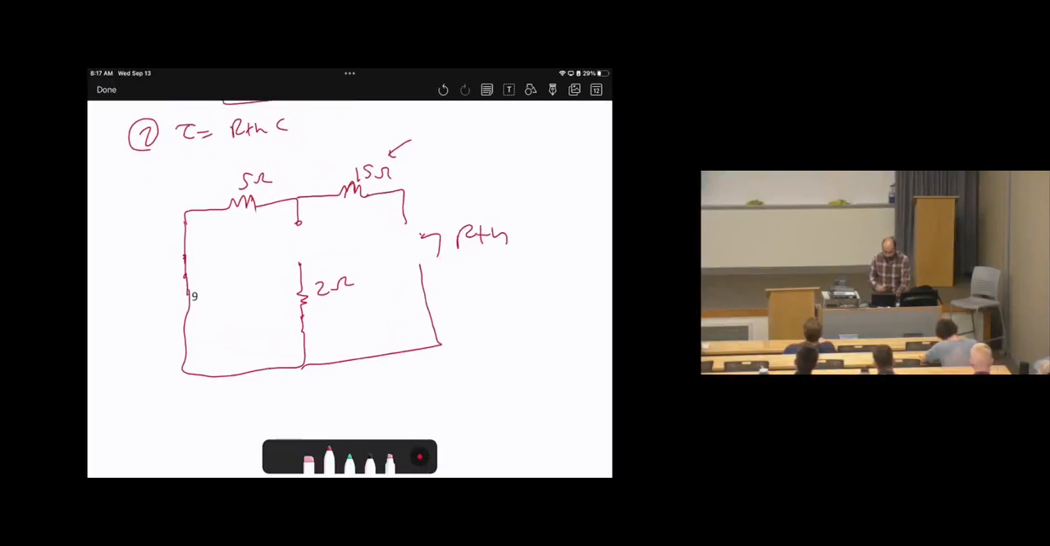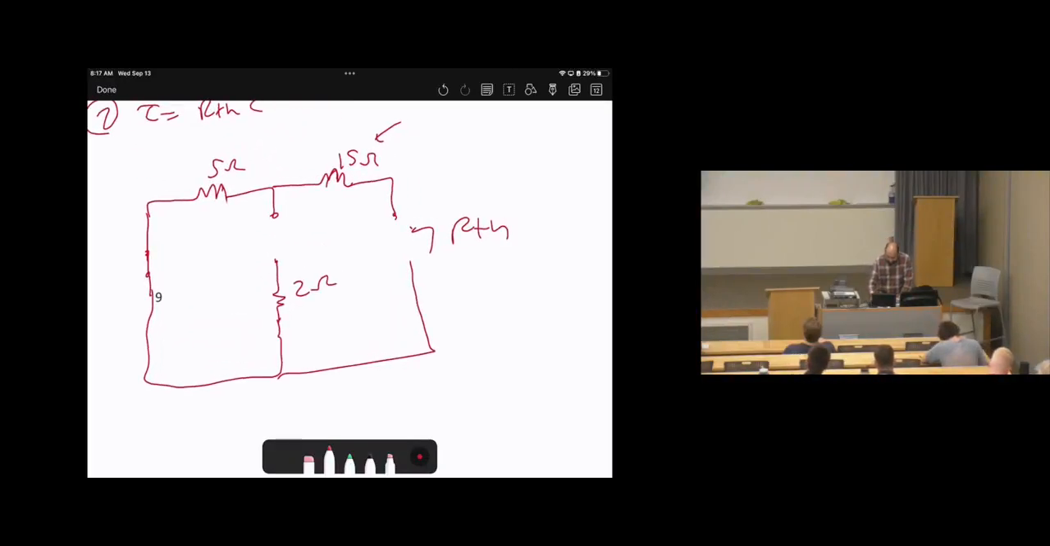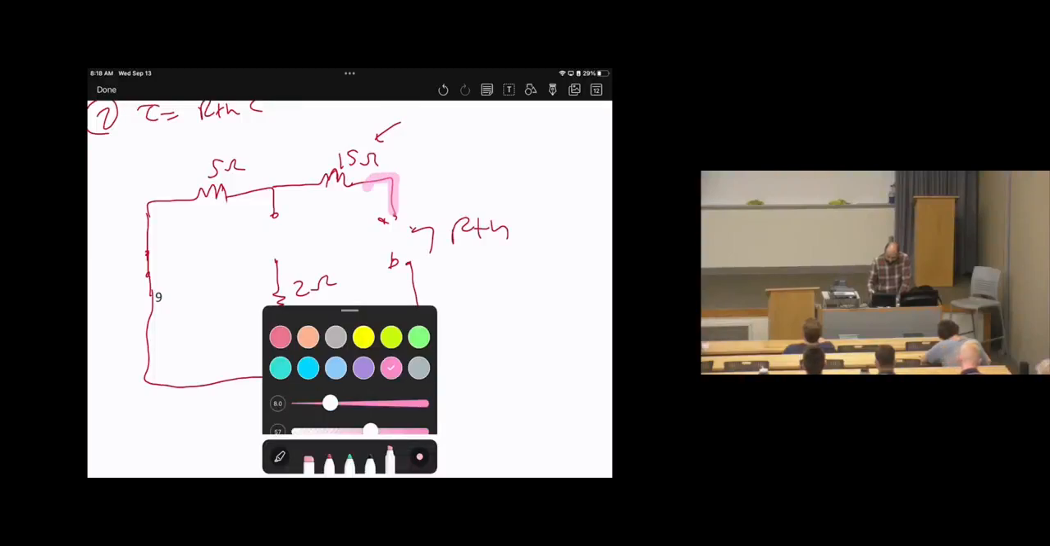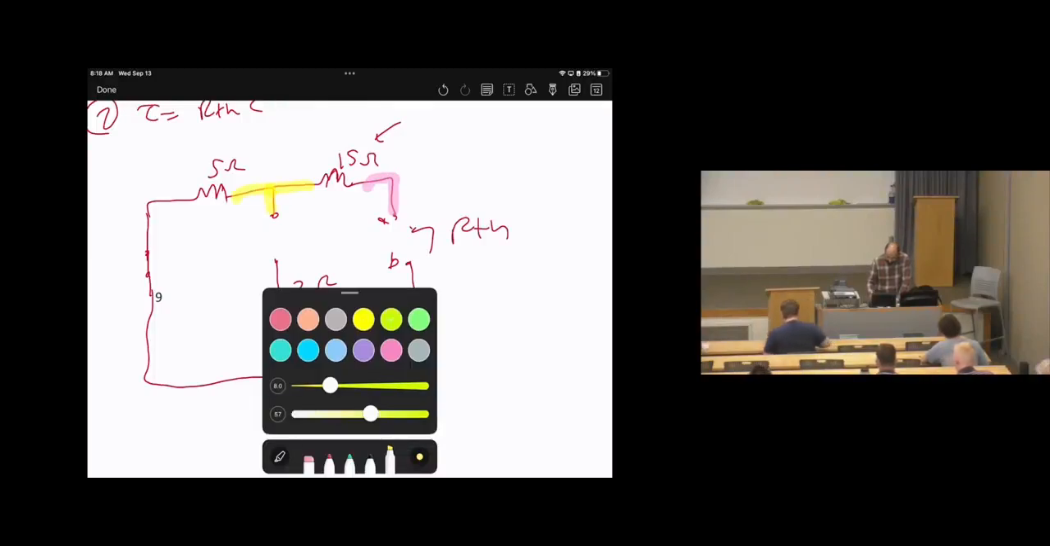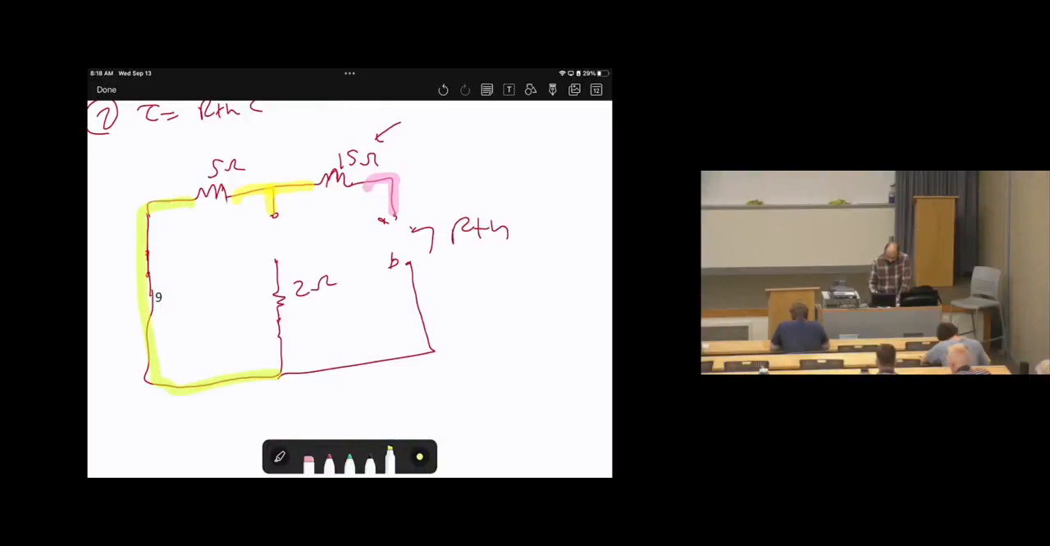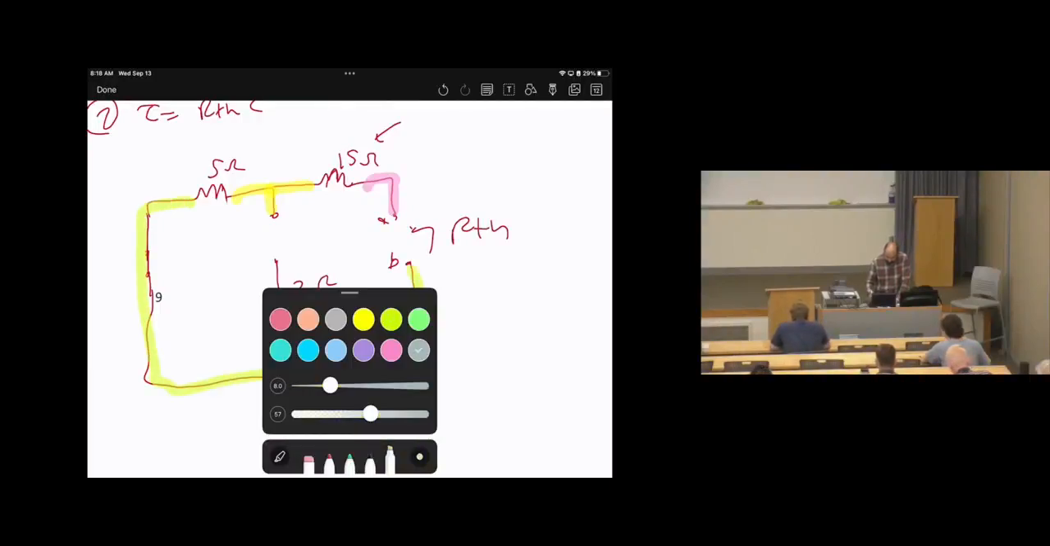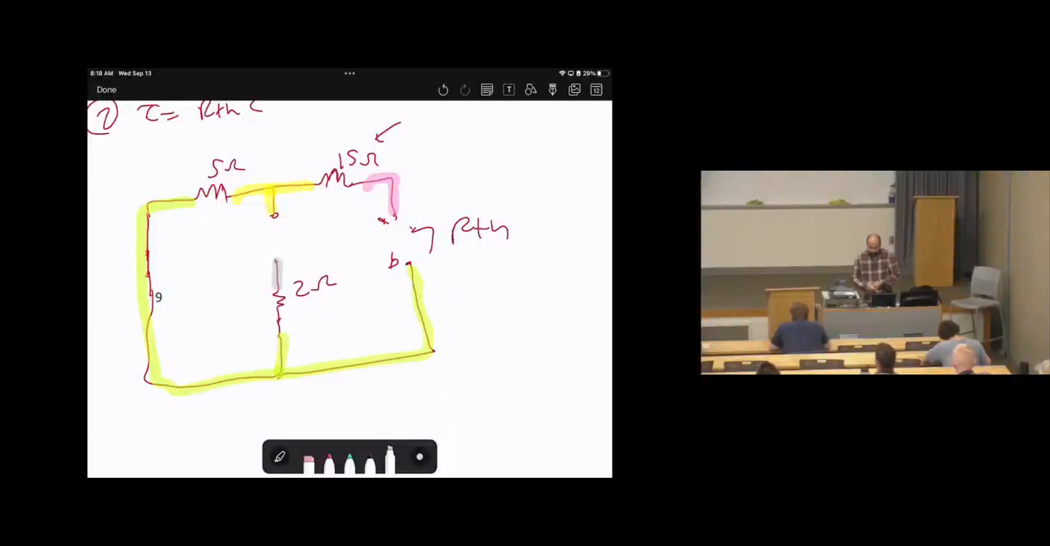Now, how to calculate R Thevenin's? Remember, we need to calculate R Thevenin's across the capacitor terminals, I can say A and B. Now, you need to assume a current going from A to B, or you can first label the nodes. There is a node here, a node here, a node here, then a node here.